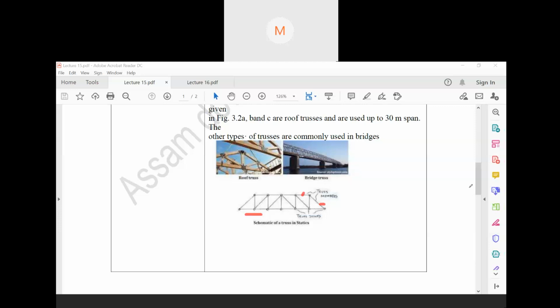Now look, there is one important thing. If a truss is designed, there will definitely be certain methods to analyze a truss, how to solve a truss, because you have to find out the member forces, the reaction forces, everything, right? So how will you find out?